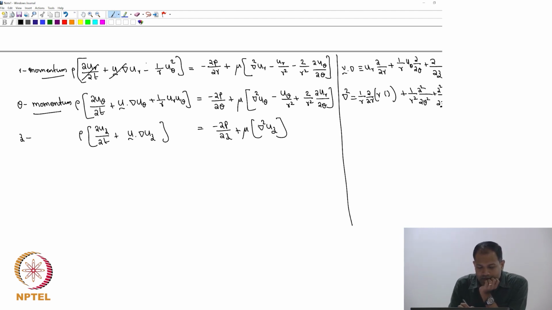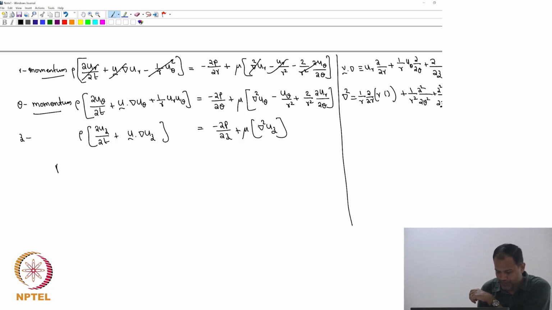So that goes, that goes, that goes. All of them go, only that remains, and therefore it tells you that P is not a function of r. Yes, we are still going to look at a horizontal pipe. P is not a function of r.